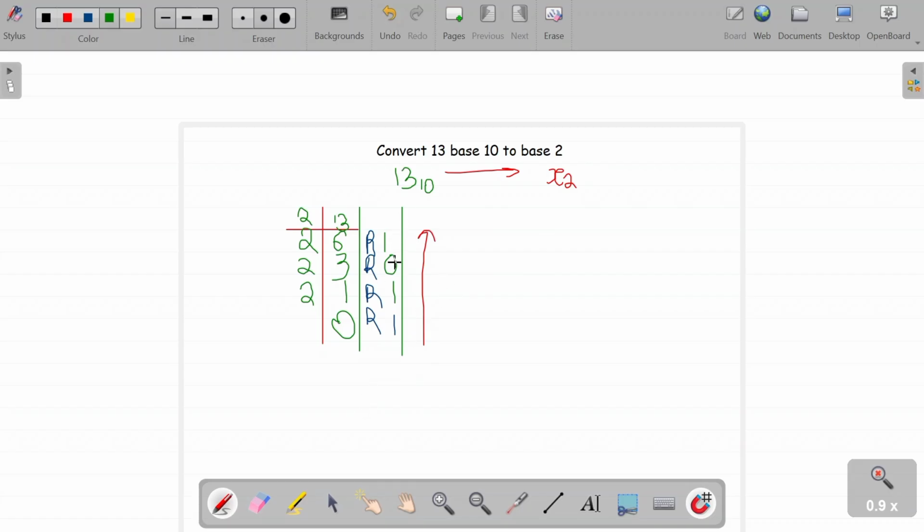So it's not going to be 1 0 1 1. No, we're going to do 1 1 0 1 because it's the remainders that we'll use to get the value of 13 base 10 in base 2. So we're going to write it out from bottom to top. So that will be 1 1 0 1 base 2. So this is our final answer, and this is what our x should be.